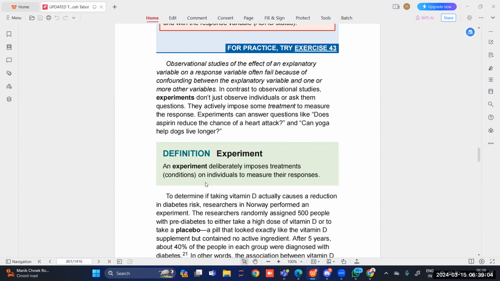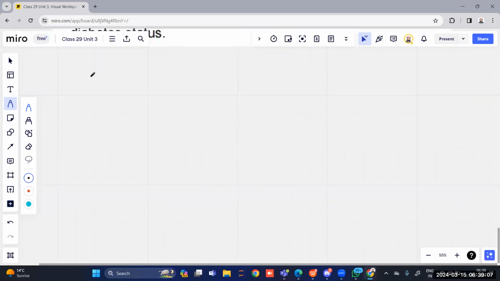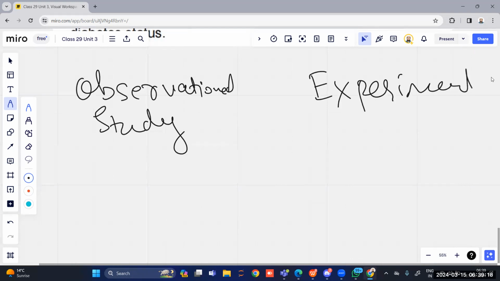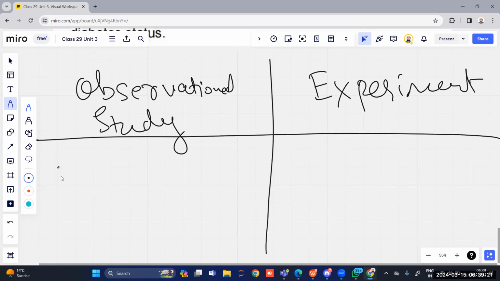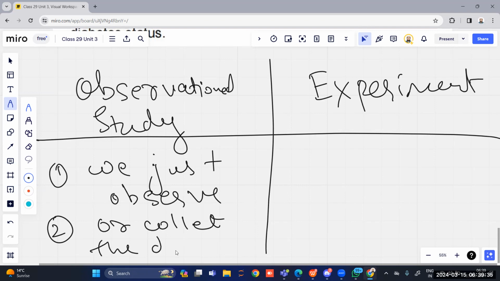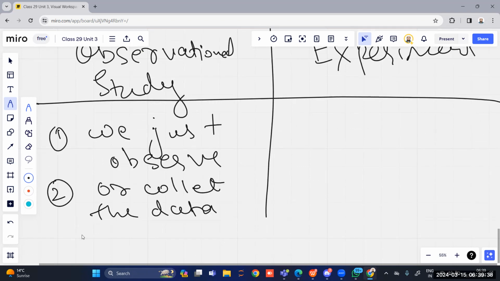Likewise, in this also, there are two things: the observational study, and the second one was the experiment. So what's an experiment? In an observational study, we just observe, or we collect the data by questioning the individual.